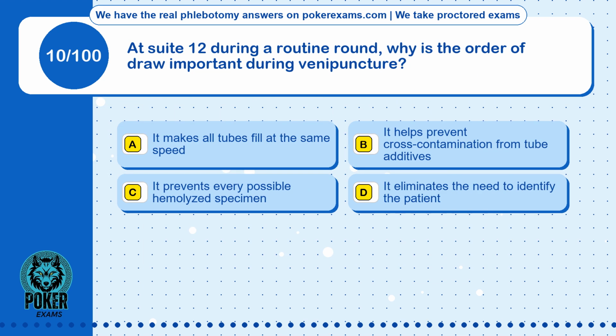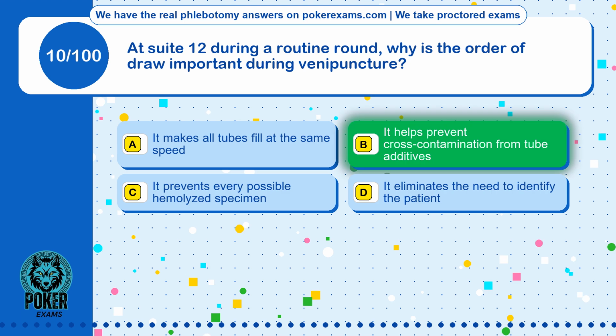Question 10. At Suite 12 during a routine round, why is the order of draw important during venipuncture? Option A. It makes all tubes fill at the same speed. Option B. It helps prevent cross-contamination from tube additives. Option C. It prevents every possible hemolyzed specimen. Option D. It eliminates the need to identify the patient.